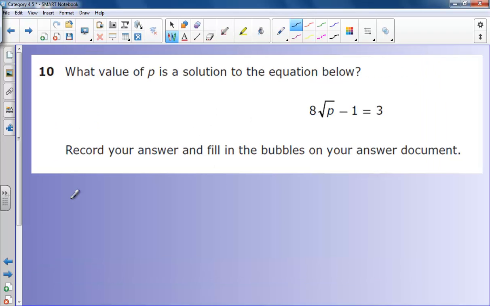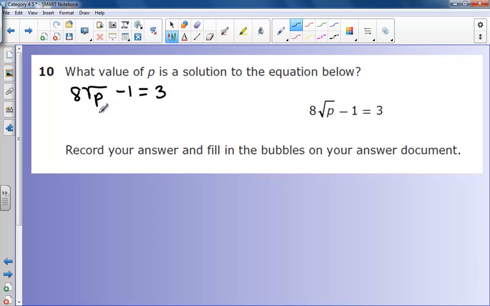This was also released from EOC on last year's test. What value of p is a solution to the equation below? Of course, we have calculators that have nsolve, so nsolve is an option here, not necessarily recommended, because we always have that chance that there are multiple solutions and we're only going to hit the first solution and miss the one that matters to us or something. Probably wouldn't have that problem here. We're going to go ahead and do this algebraically.